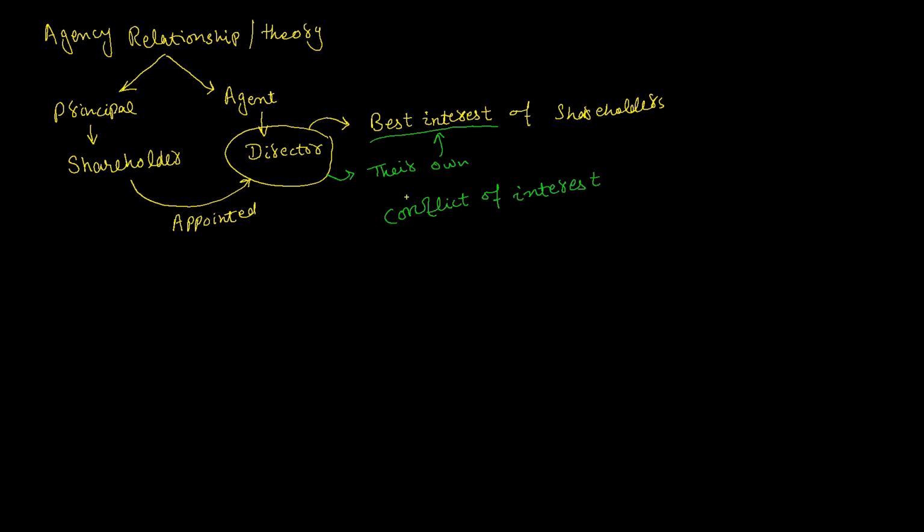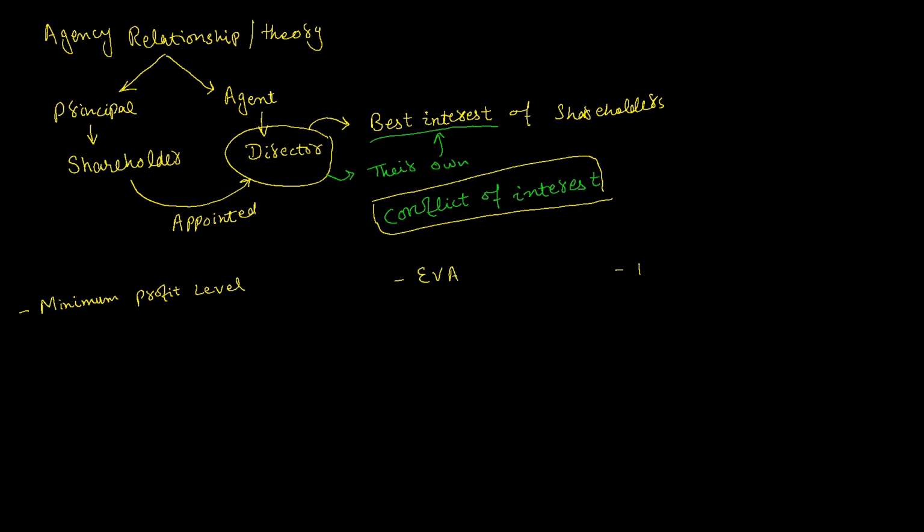Now to solve this conflict of interest, we have different options. For example, minimum profit level, for example, EVA, for example, revenue growth, and in the end we have ESOP. Fine, we will see it later, but right now let's start with minimum profit level.